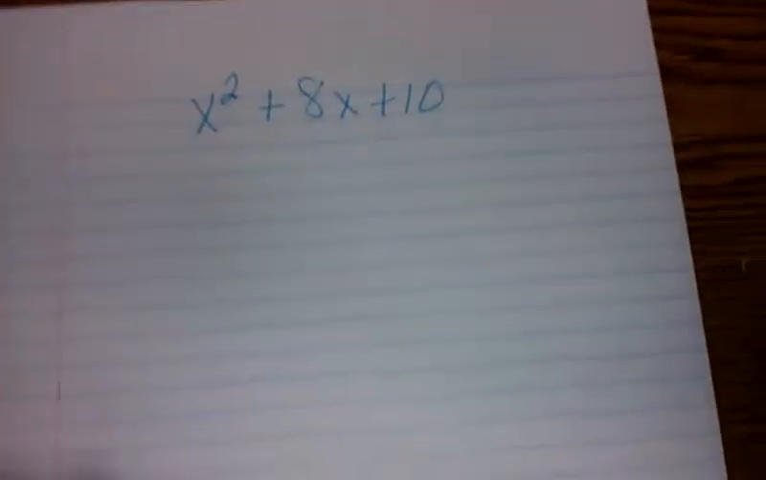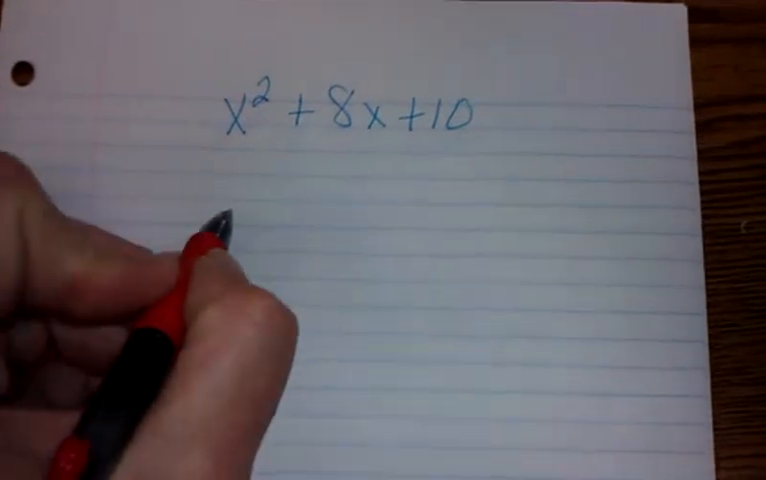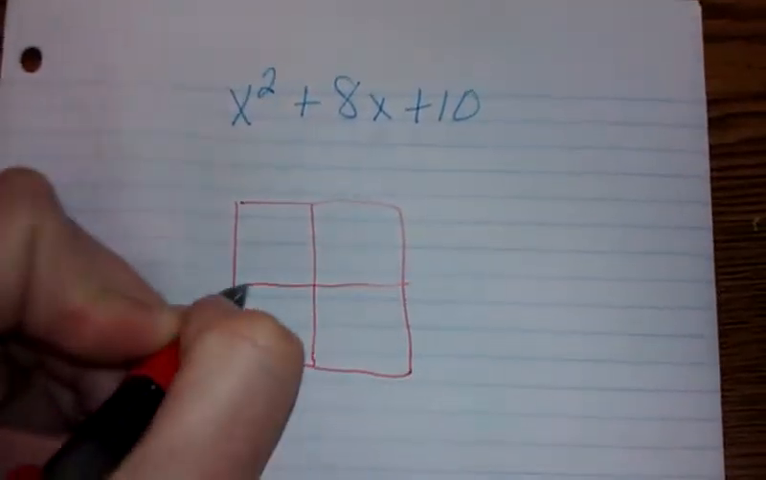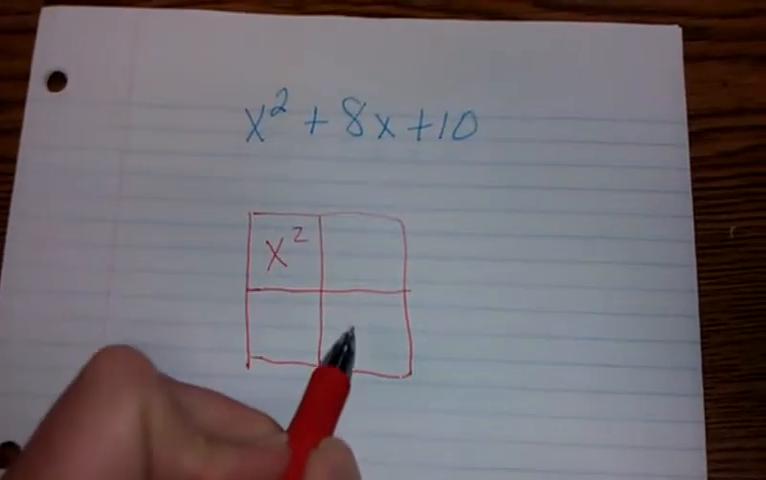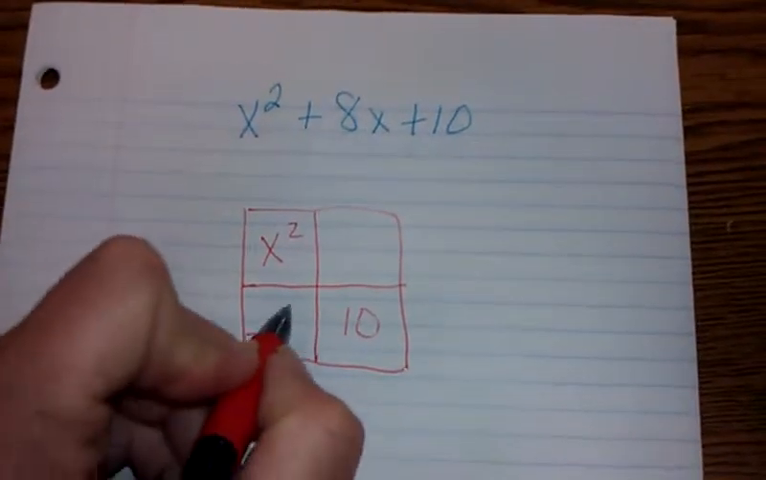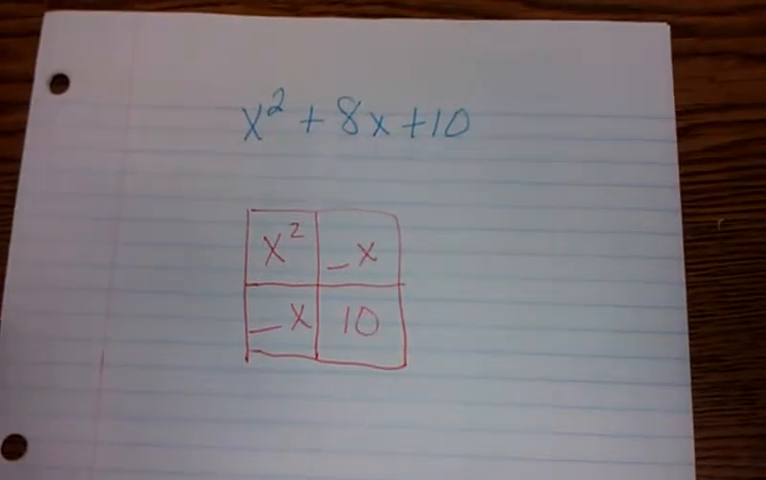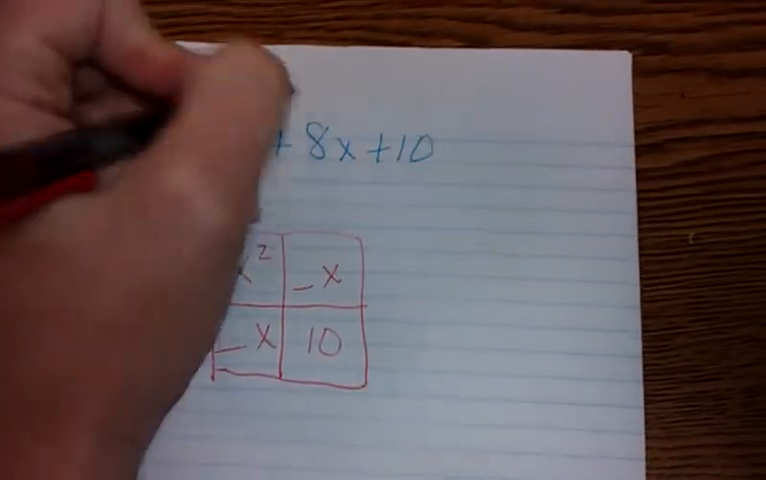The next one, pause the video and see how you do. I would draw the box, and in the top left-hand corner I would put x squared. In the bottom right, I would put 10. Now I have something x and something x. Well, on this one, I have a is 1, b is 8, c is 10.